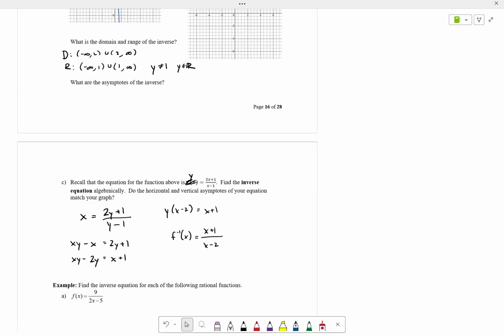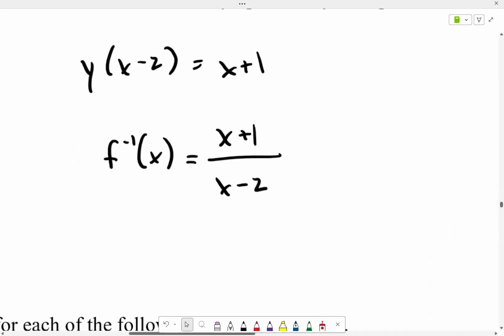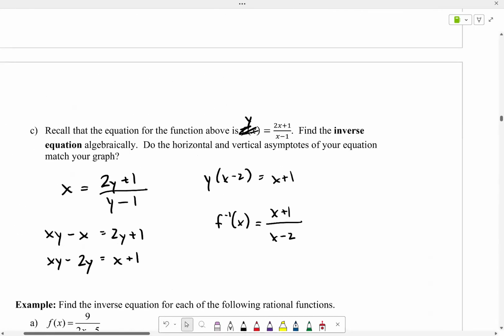Okay, so why does this make sense? Nathan, what do you see? It matches the range and domain that we had, which we got when we got the inverse. Specifically, we can see here the horizontal asymptote is 1. The vertical asymptote, is it 2? Nice. Any other things that you see?